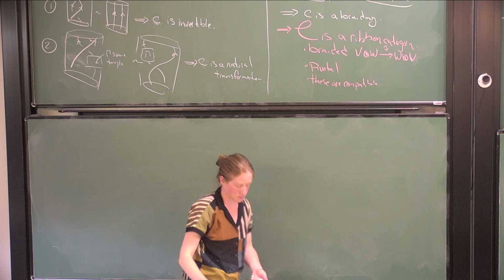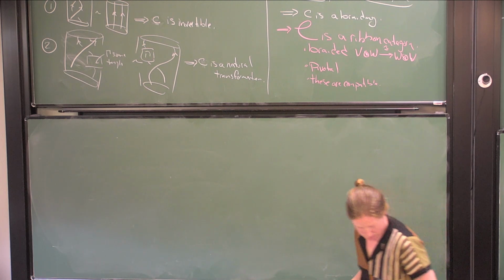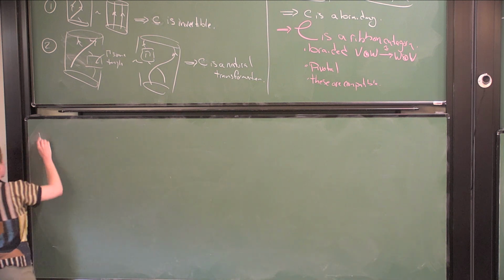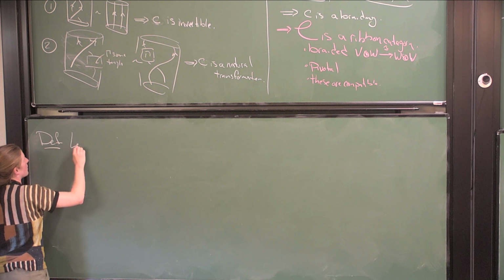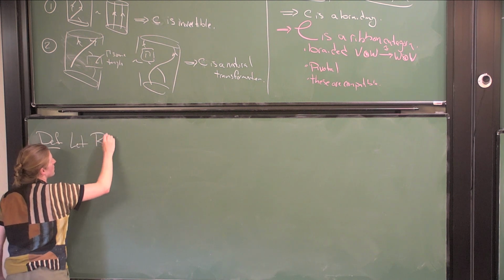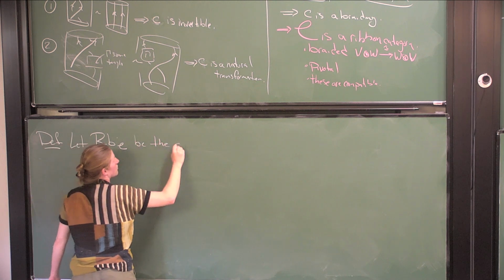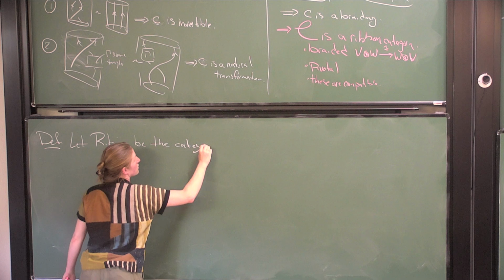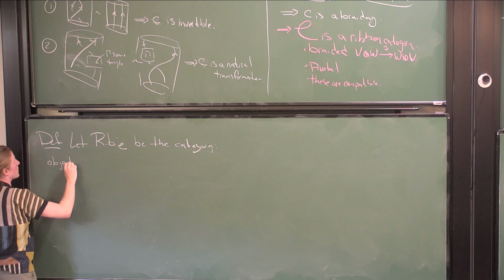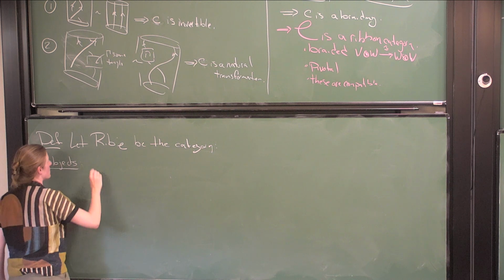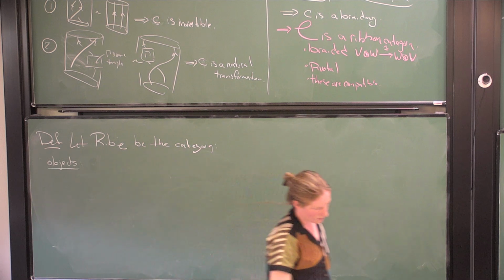See what we've been building up to. So here's the definition of the category that I've been talking about. Let Rib sub C be the category. So I want its objects to be, make sure I say all the same words.